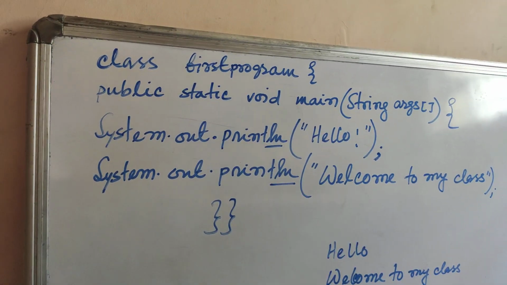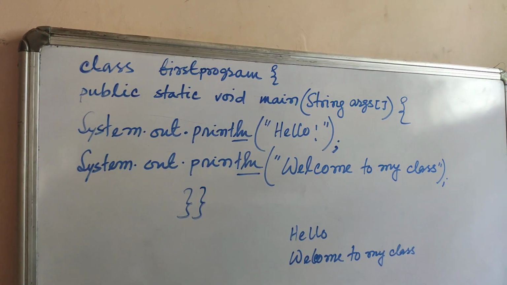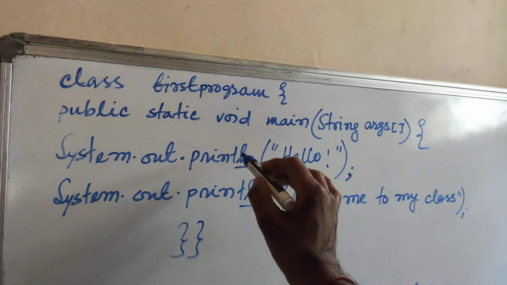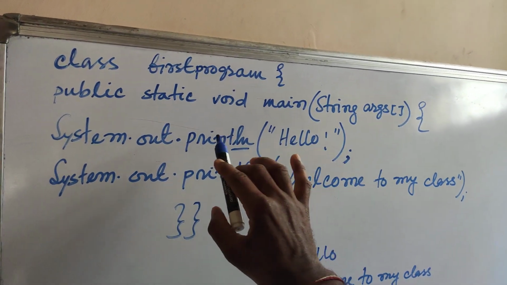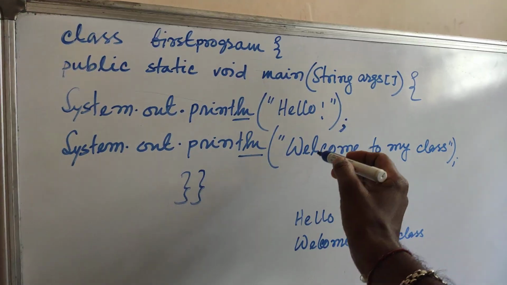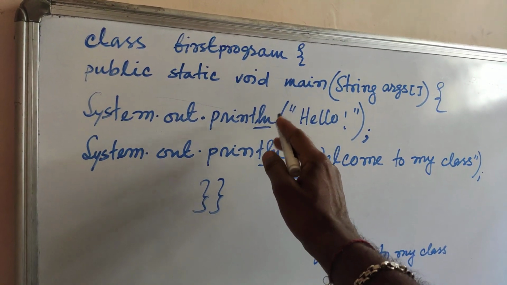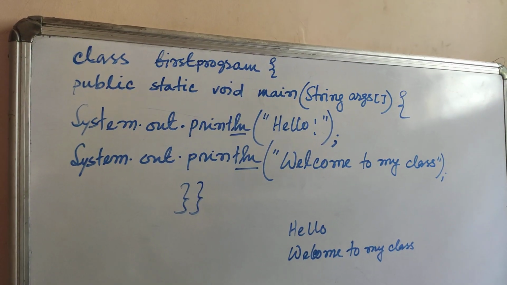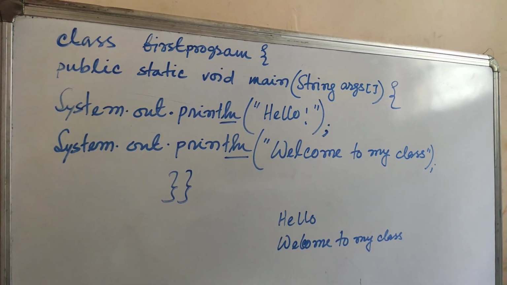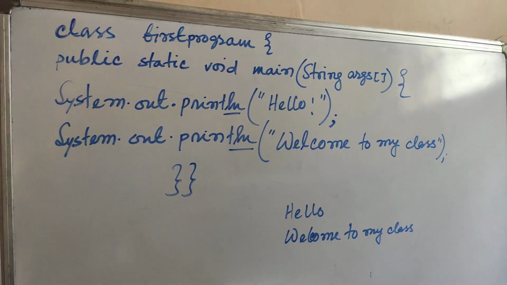Println means the information you write stays on the same line and the cursor will come to the second line. ln means next line. The cursor goes to the next line after printing. Clear? Hello, welcome to my class.